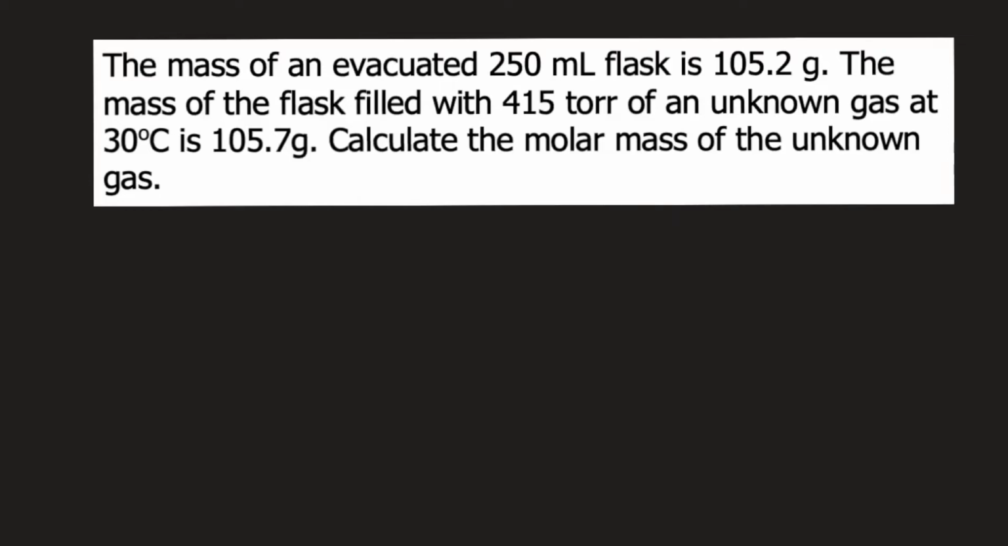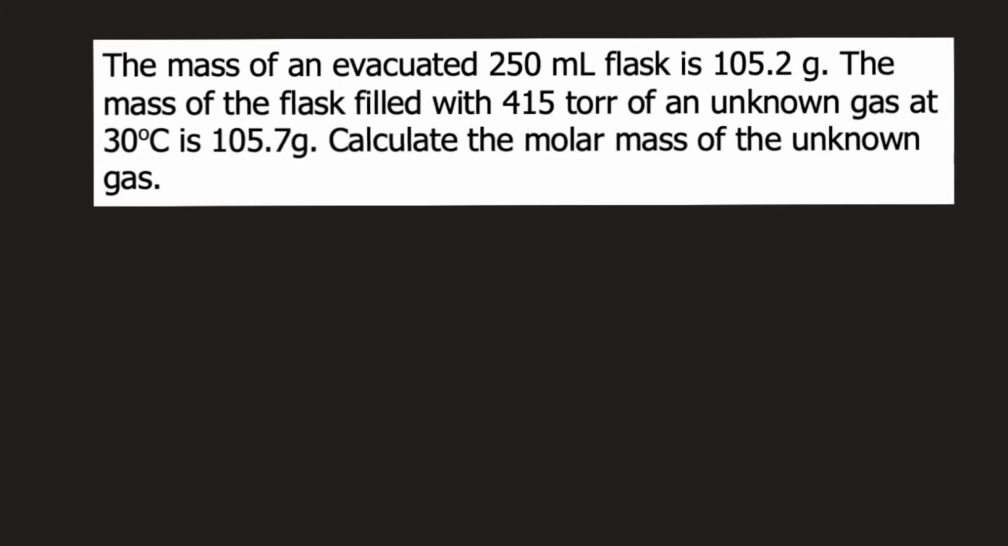The mass of an evacuated 250 ml flask is 105.2 grams. The mass of the flask filled with 415 torr of an unknown gas at 30 degrees Celsius is 105.7 grams. Calculate the molar mass of the unknown gas.